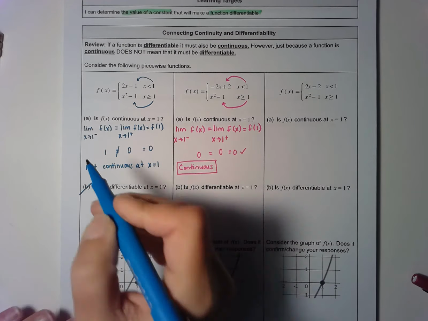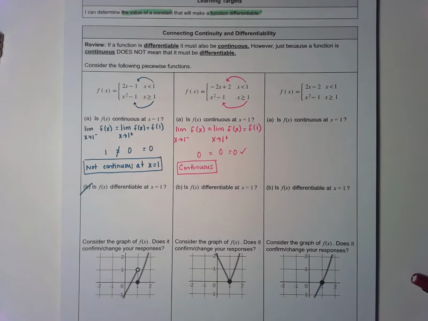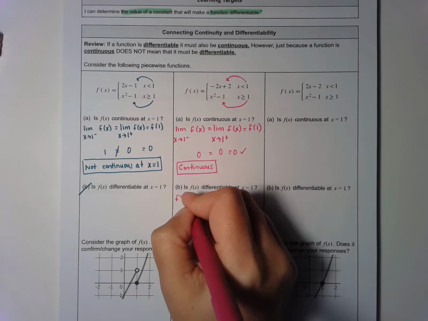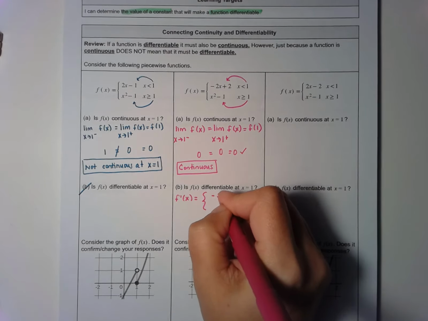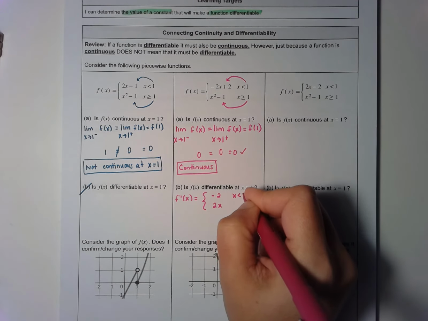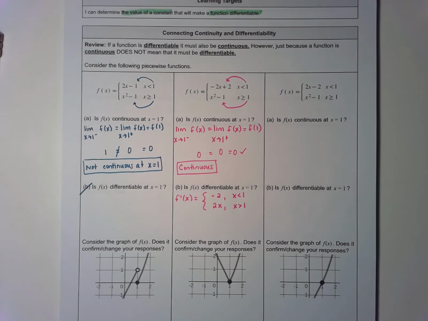Now, once you're continuous, that does not automatically guarantee that you're differentiable. In order to check whether this function is differentiable or not, we need to actually find the derivative. The derivative of this piecewise function, if we do them one at a time, would be negative 2 on the top and 2x on the bottom. I'm going to put x is less than 1 and x is greater than 1, but I'm not going to fill in the equal to, because I don't know if the derivative exists at that breaking point or not, and I don't want to fill that in prematurely.